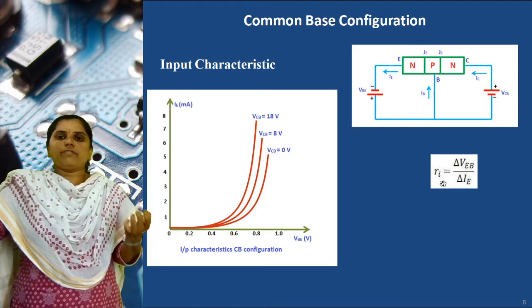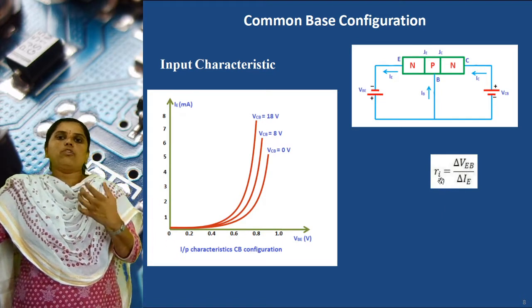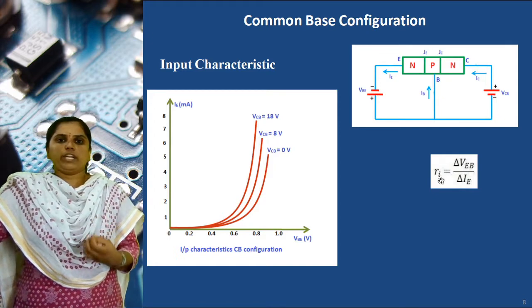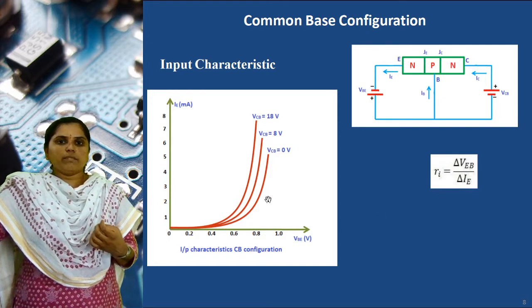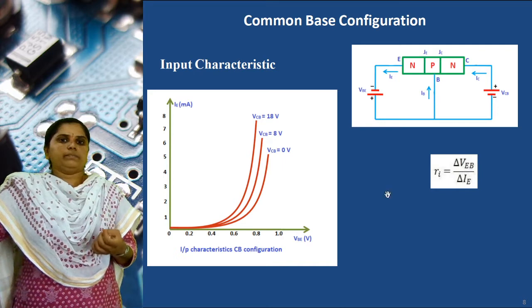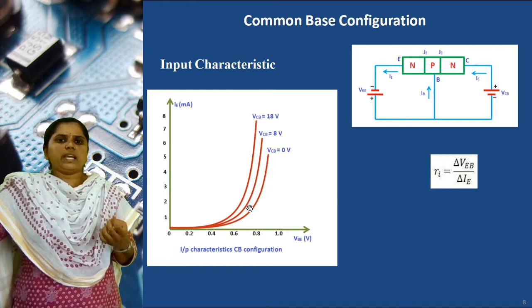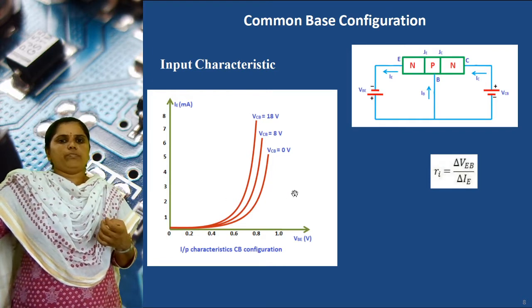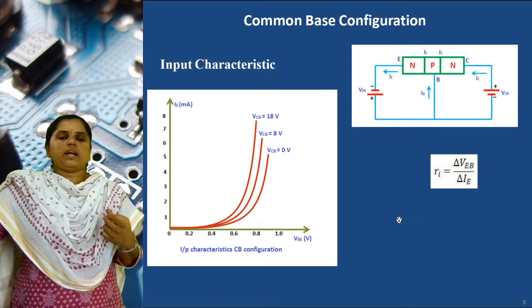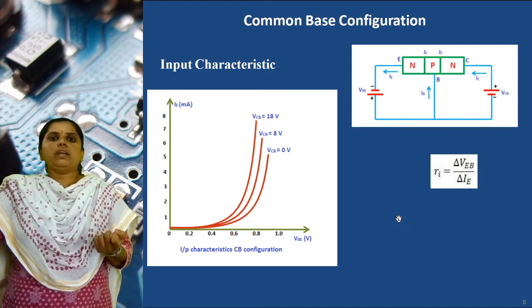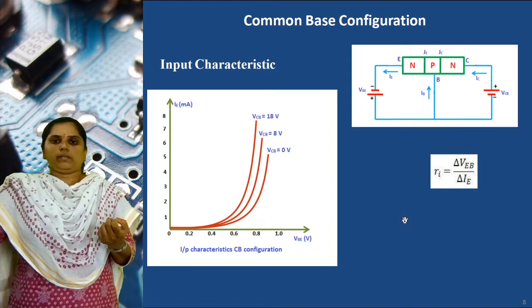So normally from Ohm's law, resistance is nothing but voltage by current, the ratio of voltage to current. So here what is the input voltage? VEB. Okay, for example, if we take any point here, we have to take the change in input to the change in output. Okay, this is nothing but the input resistance of the common base configuration.